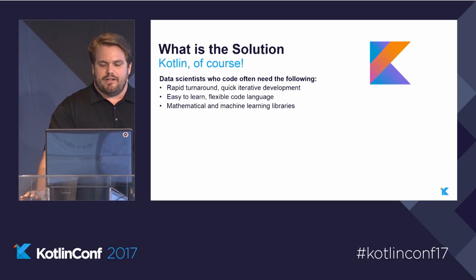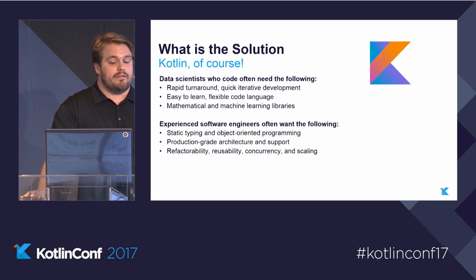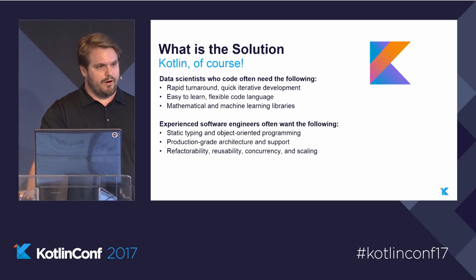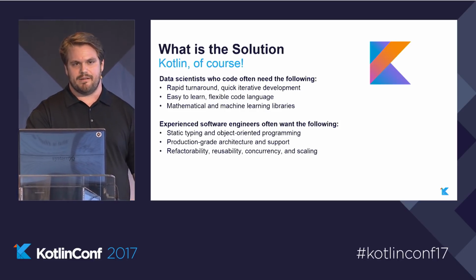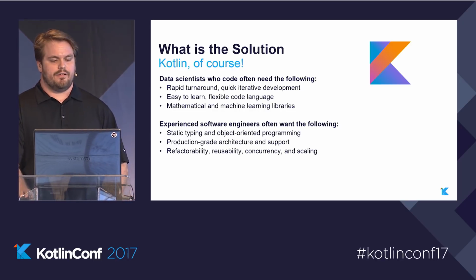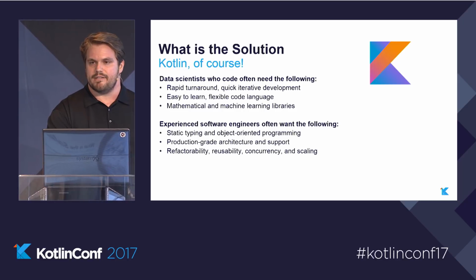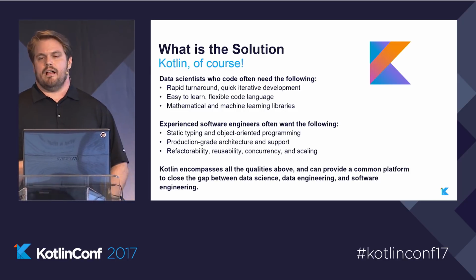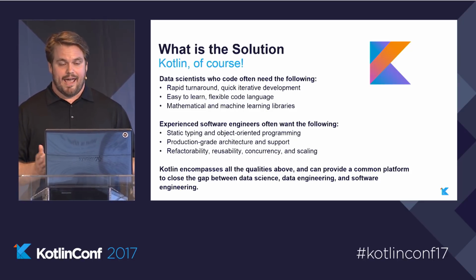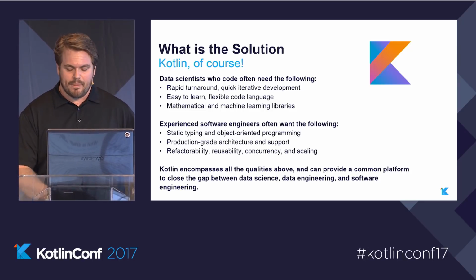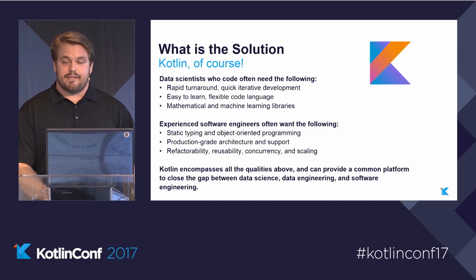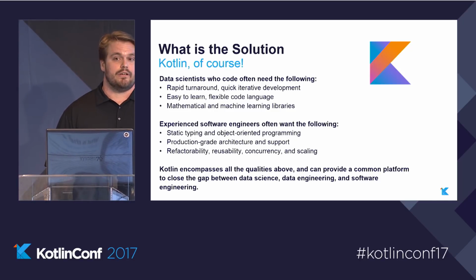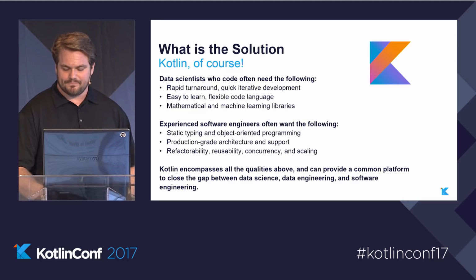Now, experienced software engineers often want the following. They want static typing and object-oriented programming. That's increasingly becoming apparent, a good way to make things maintainable. A production-grade architecture and support, and then also refactorability, reusability, concurrency, and scaling. So Kotlin actually encompasses a lot of these qualities on both sides and can actually meet the needs of both parties. And it can close the gap between data science, data engineering, and software engineering.